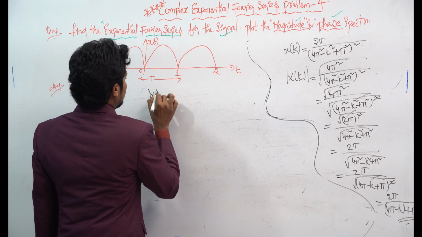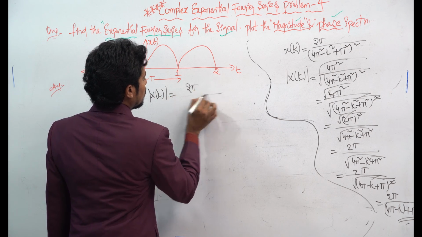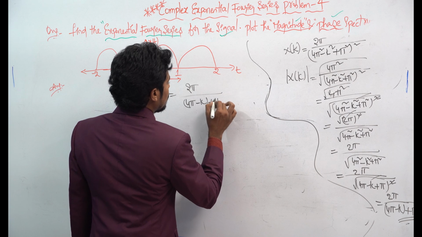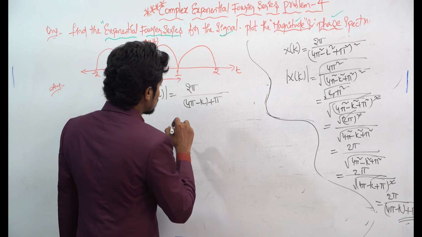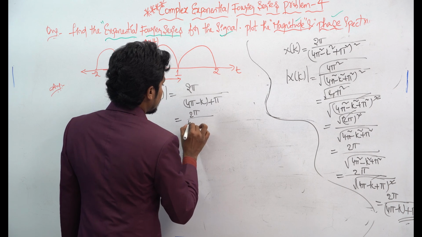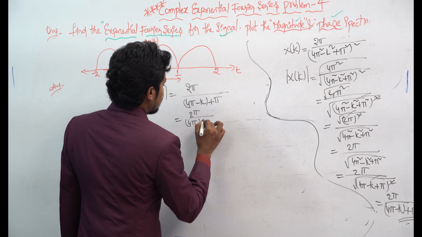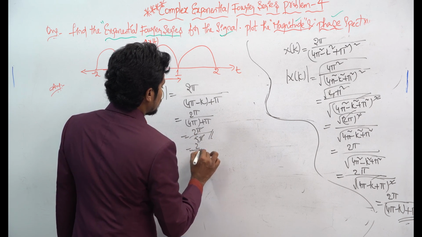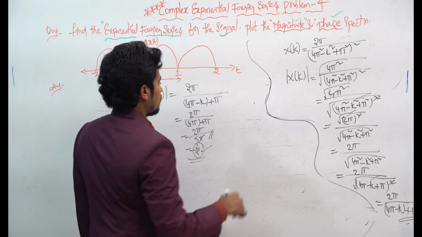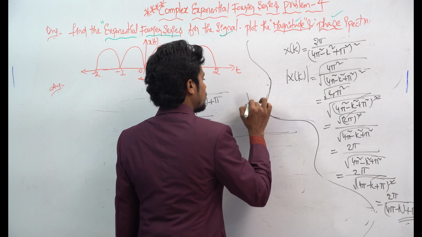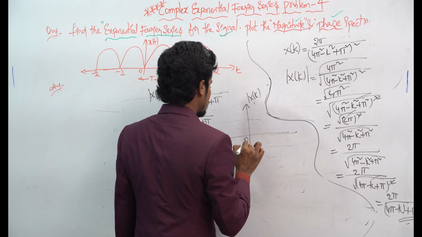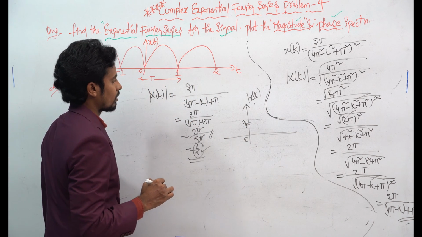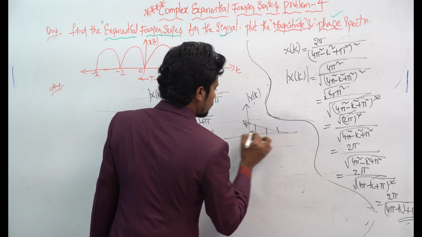Modulus of x of k, how much will you get? That will become 2 pi divided by 4 pi minus k plus pi. So substitute k equal to 0: 2 pi divided by 4 pi plus pi. So this will become 2 pi divided by 5 pi. Pi will get cancelled, so this will become 2 divided by 5. This is the modulus of x of k. If you substitute 0, how much will you get? It's around 2.5. The plot will be like this.